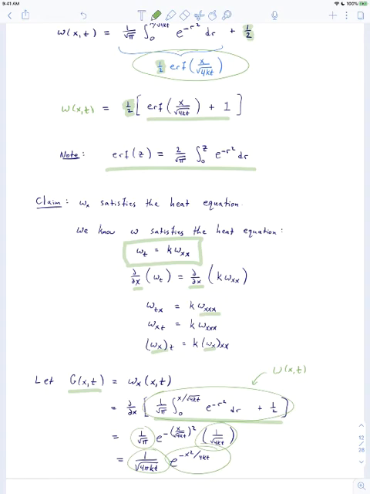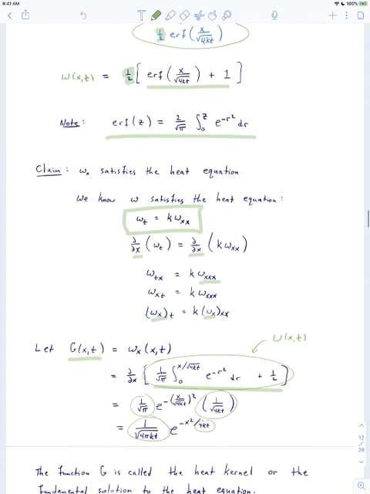So it's e to the something. We had e to the minus x over the square root of 4kt quantity squared. So in the numerator you end up with an x squared. In the denominator the square cancels with the radical and you just end up with 4kt. So this is our function g. It's the partial derivative of w with respect to x.